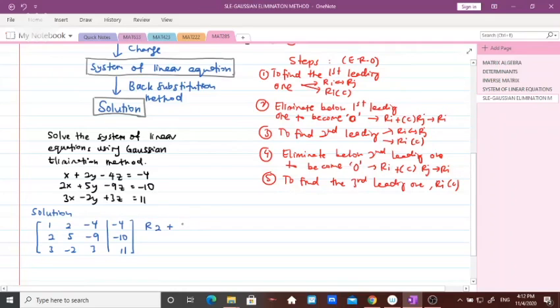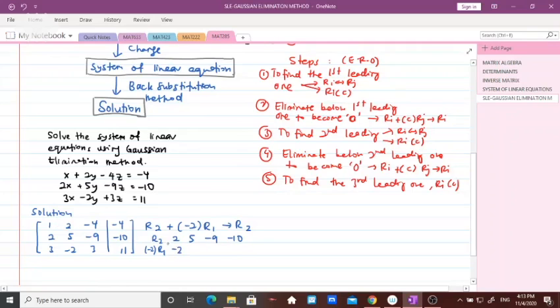So the row is R2. Below the first leading one is 2, so we put the negative number. The leading one is on the first row, R1, and we interchange it with R2. So what is the operation? We just copy the elements in the second row, then we multiply the first row by negative 2. So all elements in the first row are multiplied by negative 2.